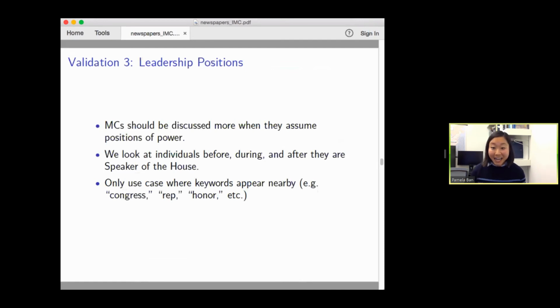We're basically going to count the surnames of these legislators. For accuracy, since some surnames won't actually be referring to the Speaker of the House but to somebody else in the United States, we're only going to use cases where certain keywords such as Congress, representative, or honorable appear near that surname. We apply this filtering technique to make sure that we actually get the member of Congress instead of somebody who isn't a member of Congress but shares the same name.